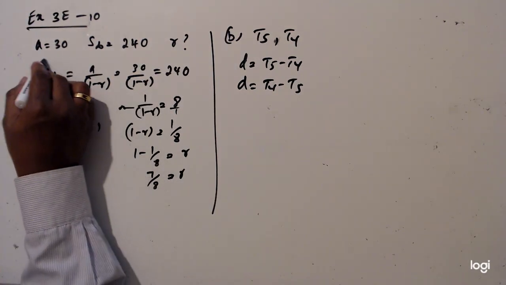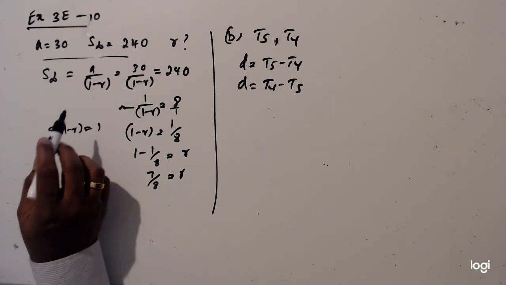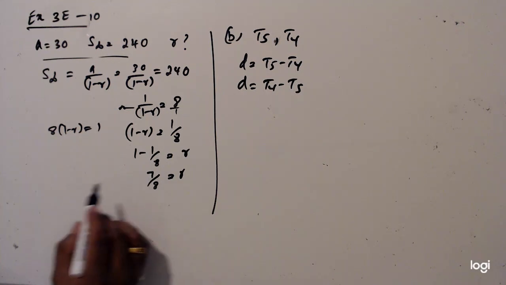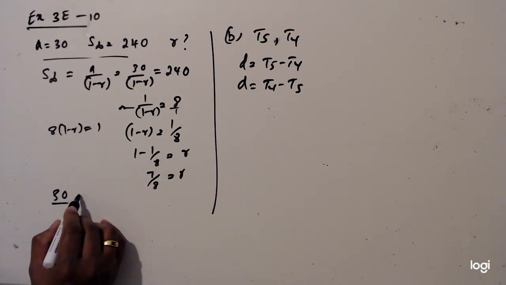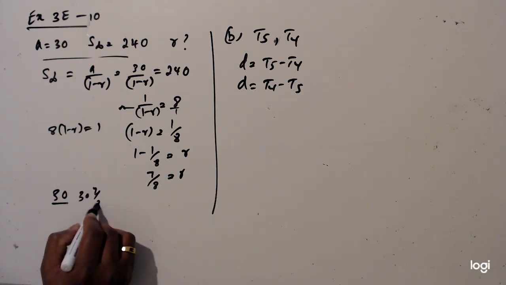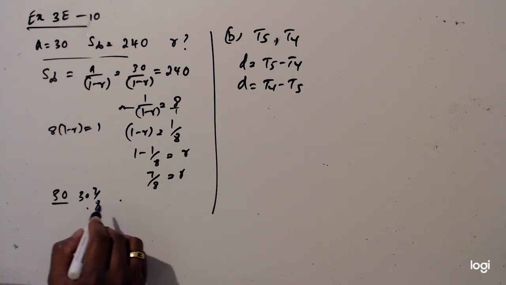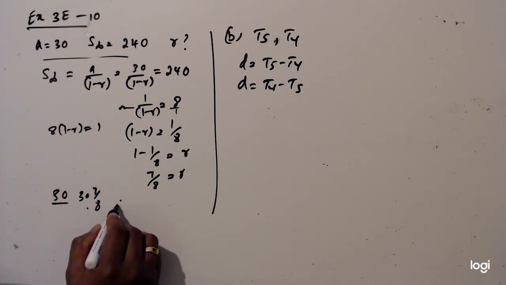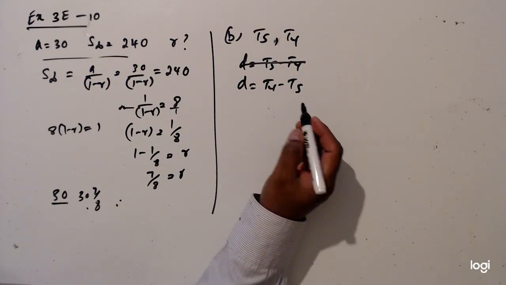We know that this is a convergent series. r is less than 7 over 8. Because of that, the first term is bigger than the second term. So this is 30 times 7 over 8. And the second term is bigger than the third term. So because of that, I'll stay with this one. T4 is bigger than T5.